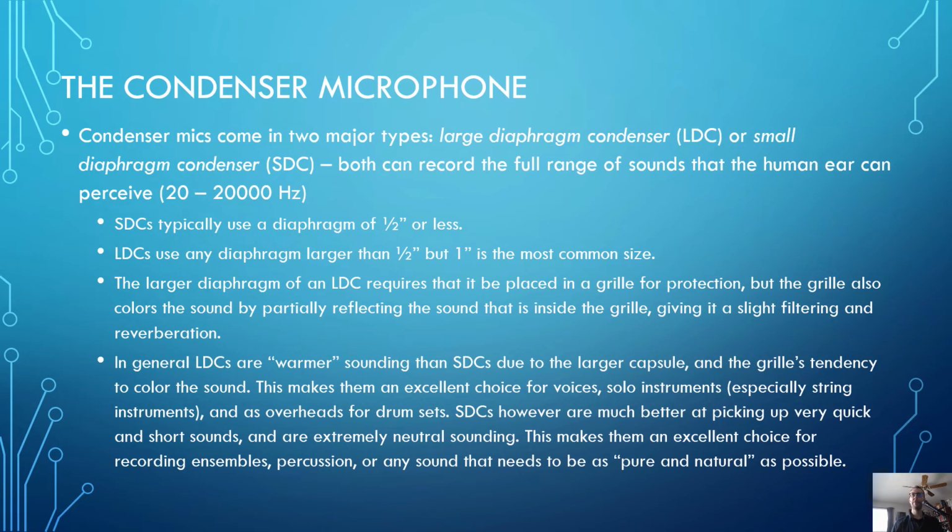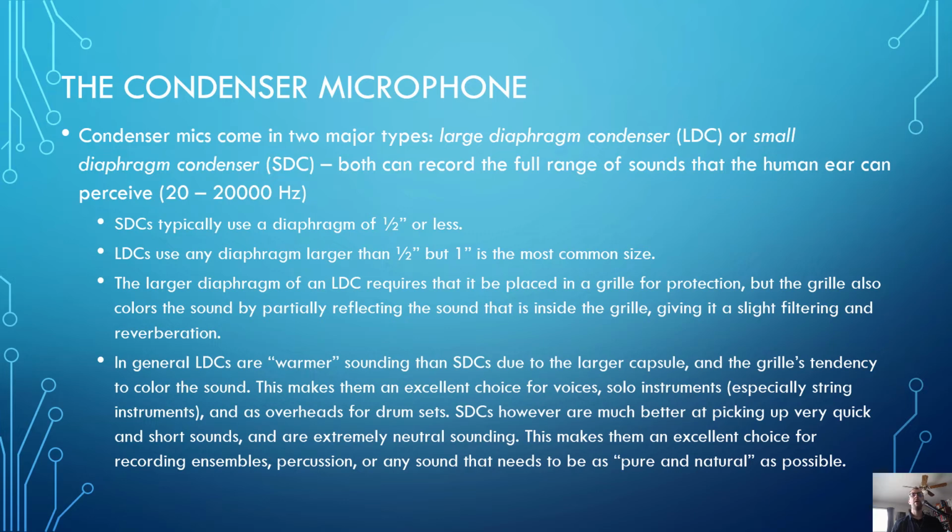Condenser mics come in 2 major types: large diaphragm, or LDC, or small diaphragm, or SDC. Both of these types can record the full range of sounds that the human ear can perceive, from 20 to 20,000 hertz. So why are they called large and small? Well, small diaphragms typically use a diaphragm of 1/2 inch or less. Large diaphragms typically use anything larger than 1/2 inch, but 1 inch is generally the most common diaphragm size.